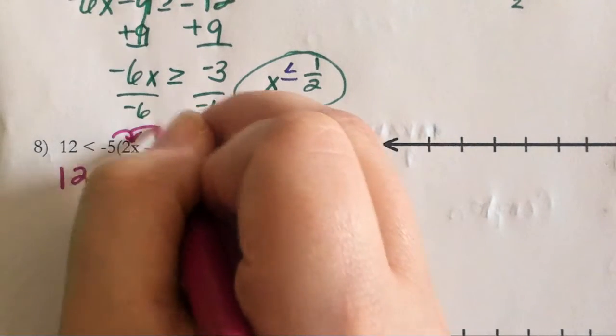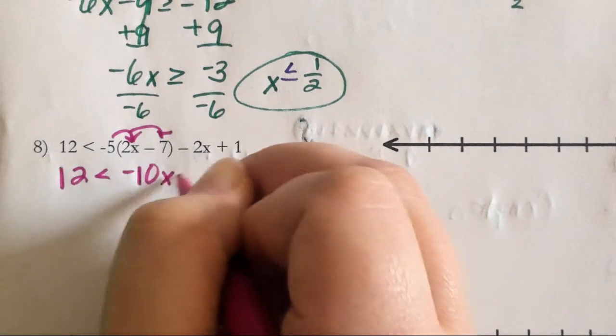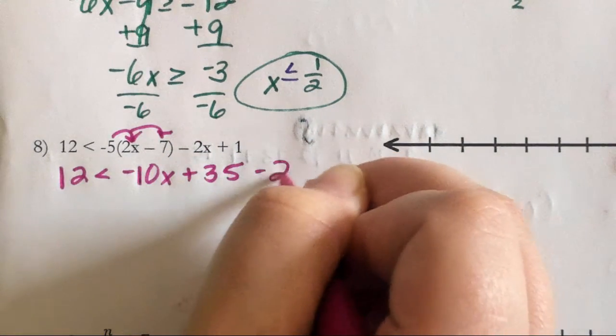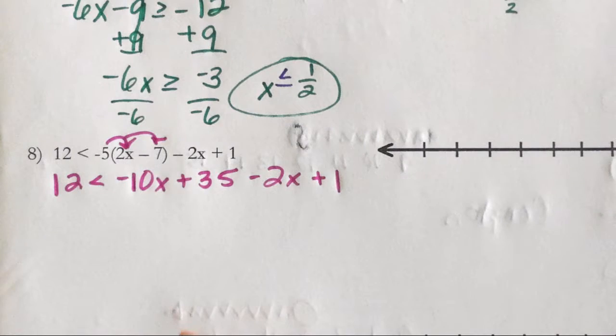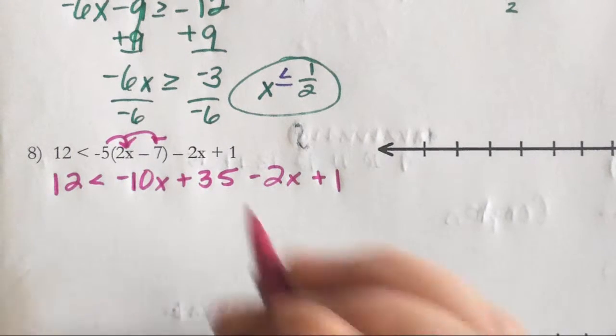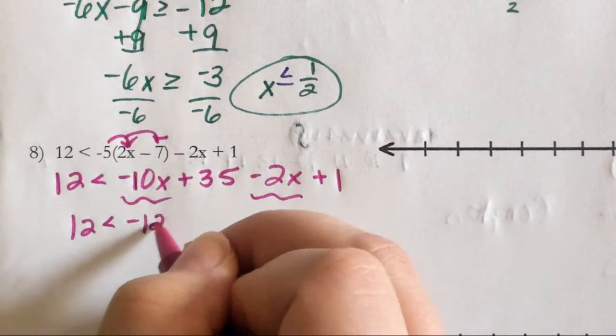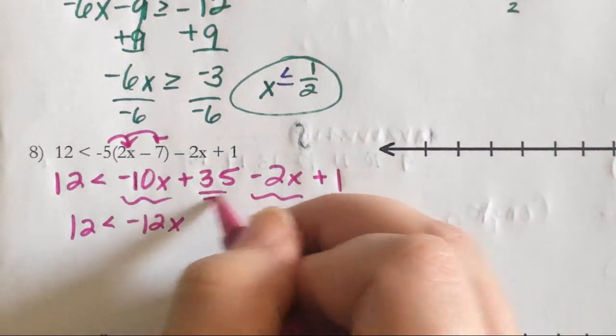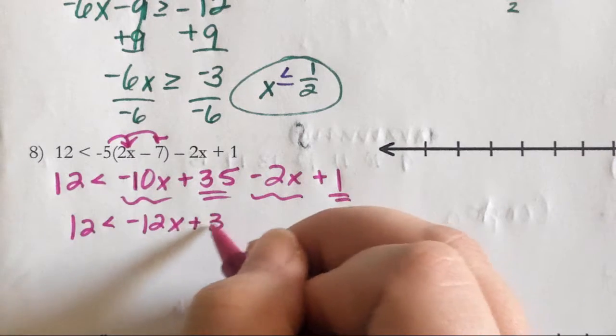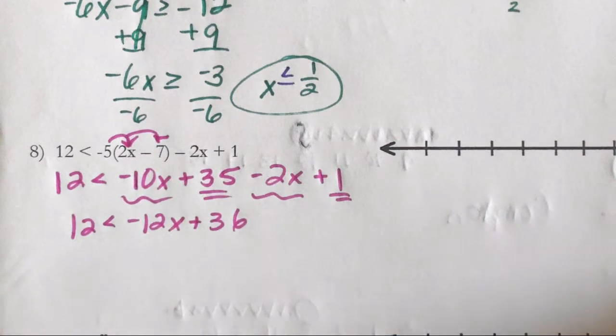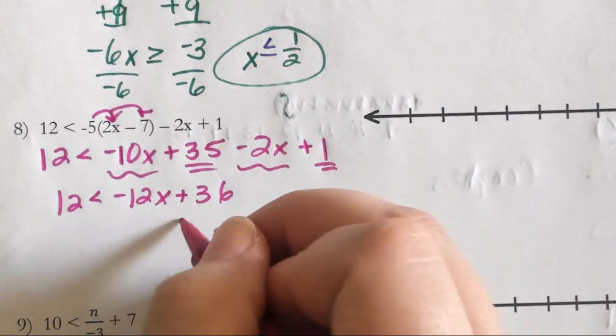You need to distribute, so -10x plus 35. Minus 2x plus 1. Okay, now what? So you just add your -10 and -2, which is -12x, and then plus 36. I knew you were the person for this job. Next.